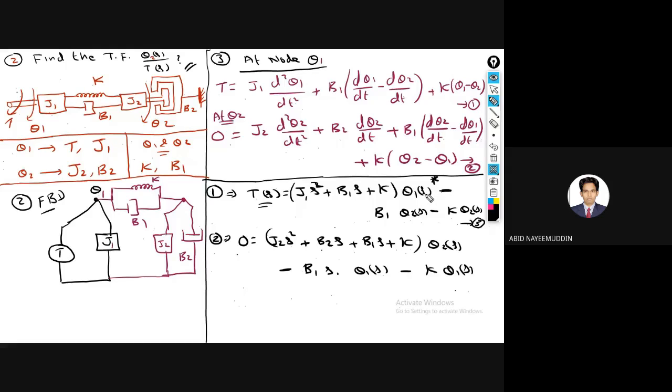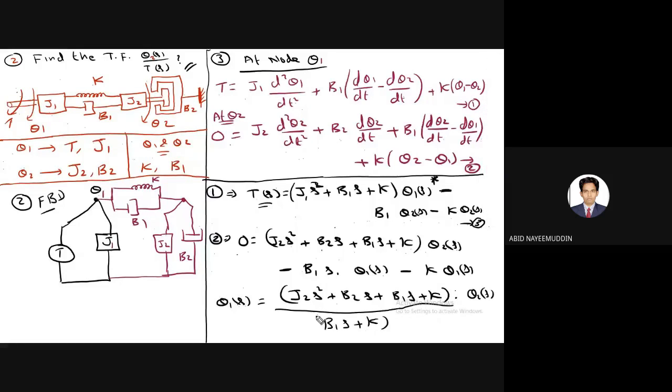I put a star on it, I don't want this variable. So since I don't need this variable, what I should do here is send these negative terms to the left hand side. Then you will get, on the left hand side, theta 1 of S is equal to, on the right hand side, J2 S square plus B2 S plus B1 S plus K into theta 2 of S divided by B1 S plus K. You assume this one as equation 4.